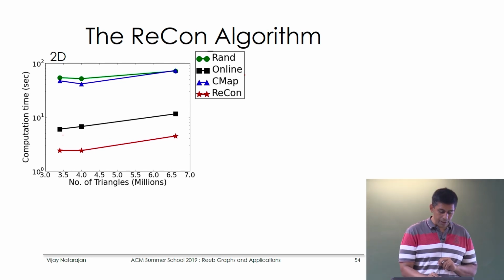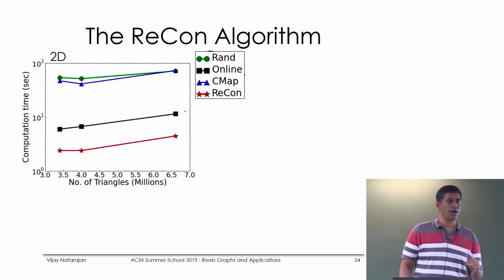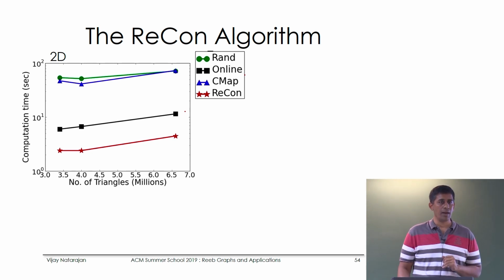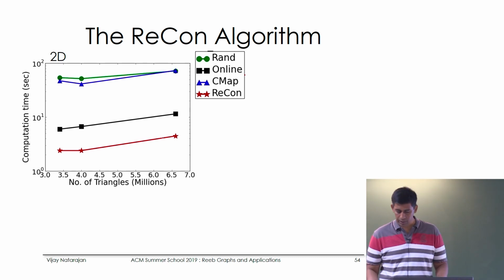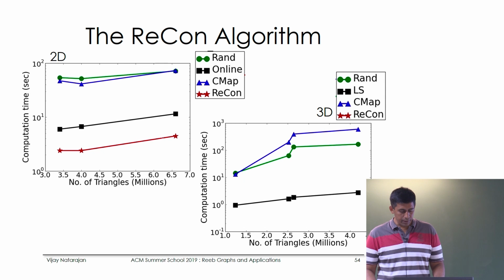The black line here shows an algorithm that is fine-tuned for 2D domains, and hence is able to do much faster. Whereas recon, the same algorithm, works in all dimensions. It's a generic algorithm. Again, same recon applied to 3D domains.